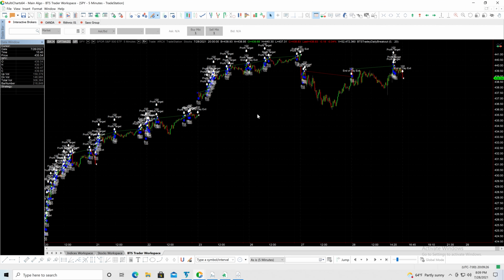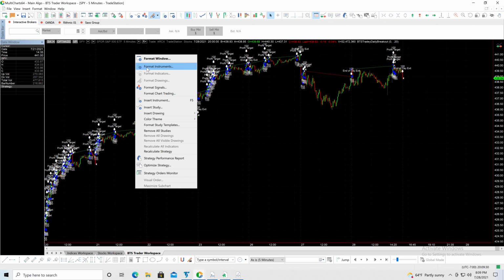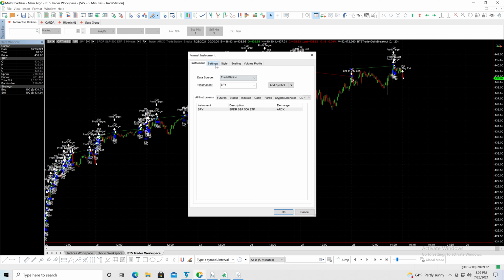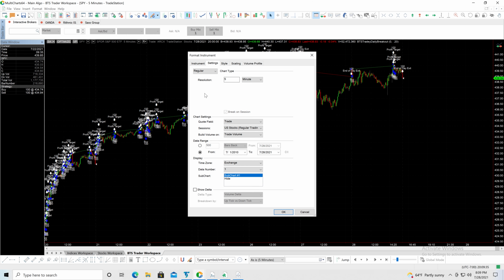So we're back in multi-charts using SPY on the 5-minute chart, but I'll show you as usual how I format the instrument. So we're using 5 minutes, US stocks regular trading session, roughly 10 years of back-tested data on exchange time.